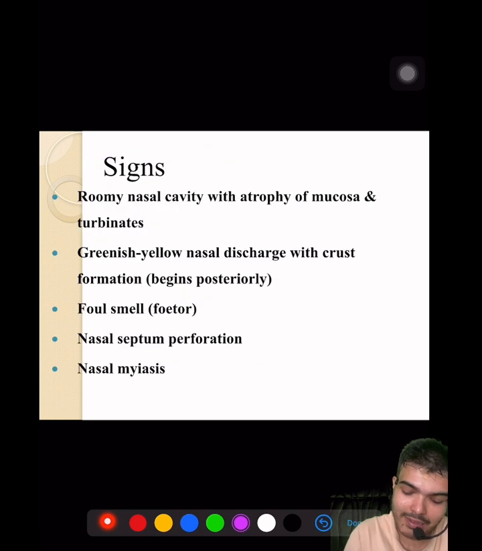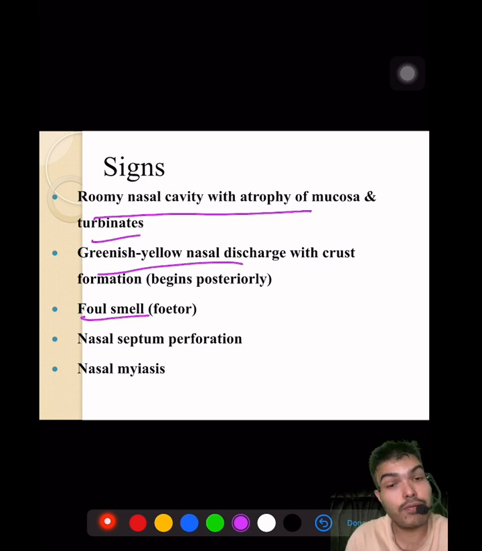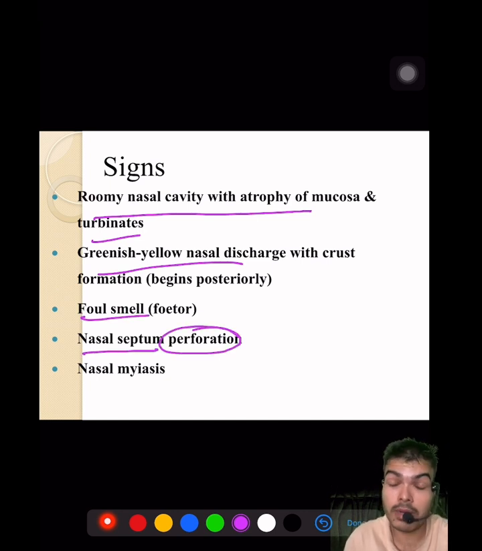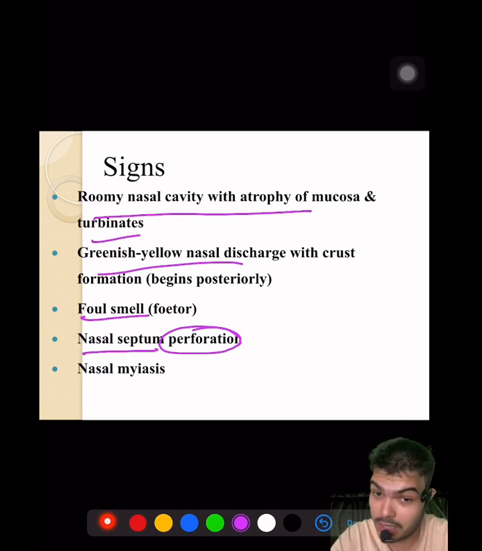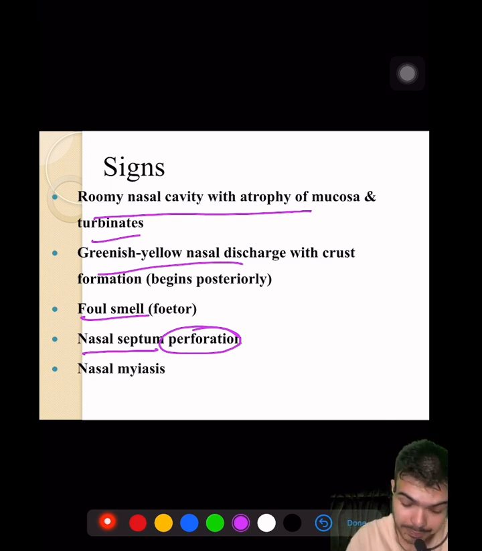Signs: roomy nasal cavity with atrophy of the mucosa and turbinates, greenish yellow discharge, foul smell, nasal septum perforation. Of course, this crust can cause perforation. Remember, the most common cause of nasal septum perforation is actually septal hematoma leading to septal abscess. Nasal septal perforation can also be caused by an impacted foreign body, or by a rhinolith. It can also be caused by certain diseases like Wegener's granulomatosis, syphilis, okay.